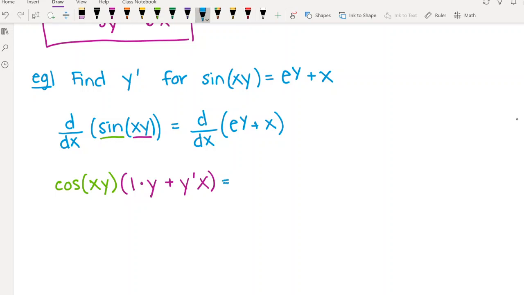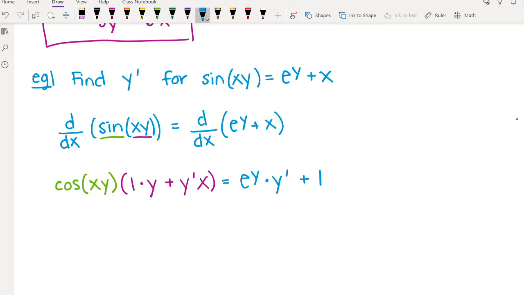Okay, so next here we have the derivative of e to the y. So we saw that one in our warm-up example. That one is going to be e to the y times y prime. And then the derivative of x, we know that that is just 1.